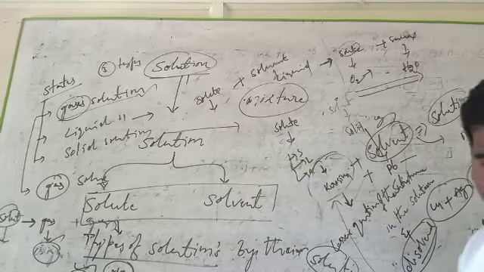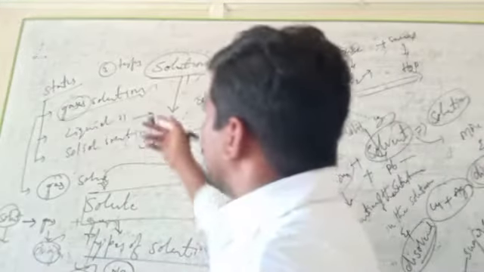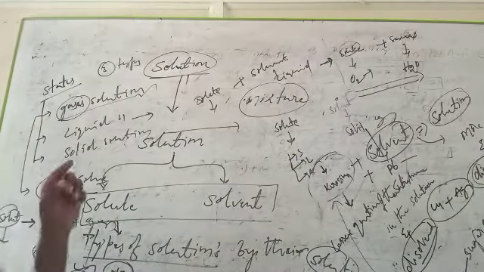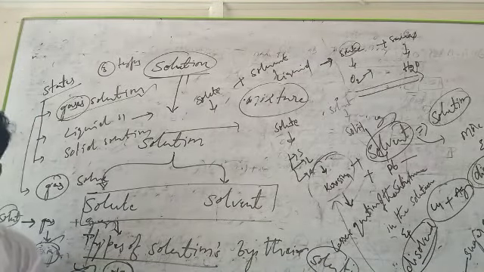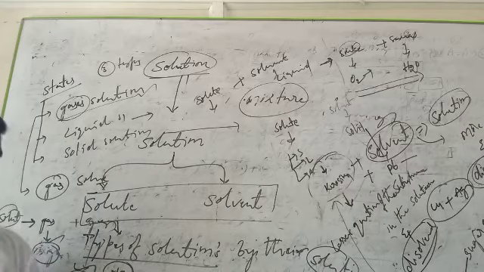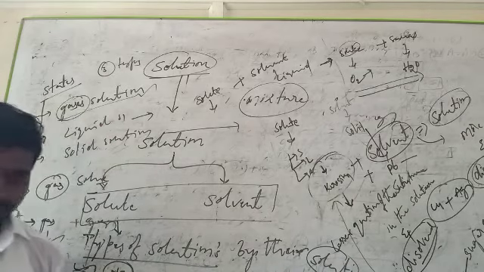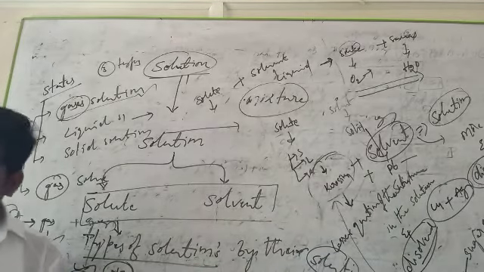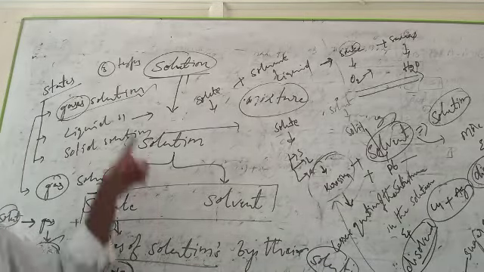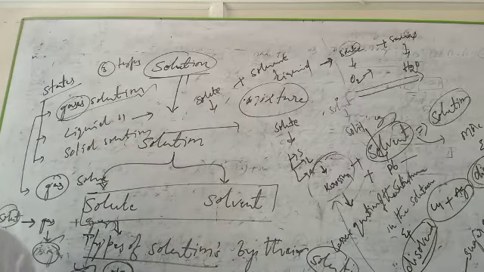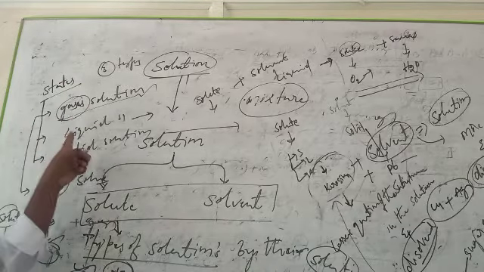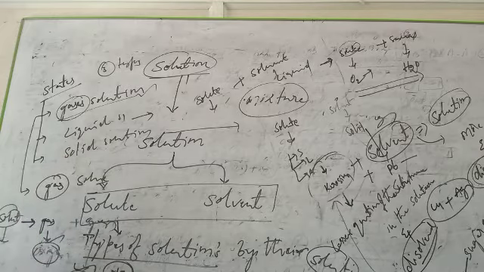That means solid solution. Gas solution means the solute can be any substance, solid, liquid or gas, but the solvent must be gas. Liquid solution means the solute can be any substance, but the solvent is only liquid. Solid solution means the solute can be any substance, but the solvent is only solid. These are the states of binary solution: gas solution, liquid solution, and solid solution.